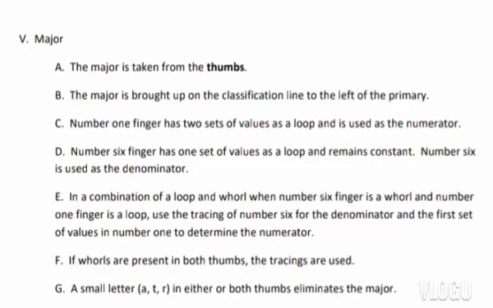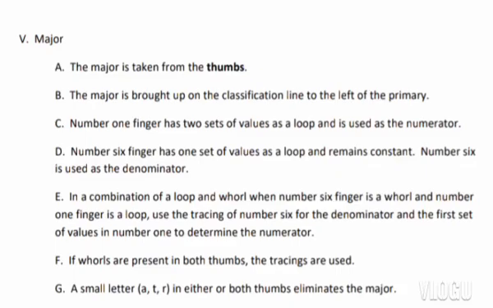Fifth is major. The major is taken from the thumbs. The major is brought up on the classification line to the left of the primary. Number 1 finger has 2 sets of values as a lobe and is used as numerator. Number 6 finger has 1 set of values as a lobe and remains constant. Number 6 is used as the denominator.